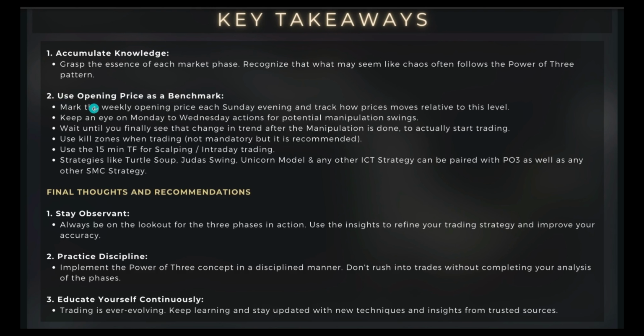So one thing you can do is mark the weekly opening price each Sunday evening and track how prices move relative to this level. And next, you could also keep an eye on Monday to Wednesday actions for potential manipulation swings. Again, manipulation can occur on different days. Next is wait until you finally see that change in trend after the manipulation is done to actually start trading. So my recommendation again is to trade only during the distribution.